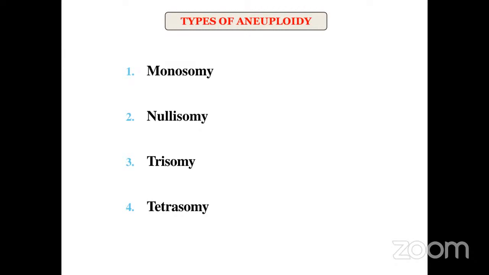Nullisomy, 2n minus 2, means two chromosomes are lacking. If it is 24 chromosomes in rice, then 2n minus 2, 24 minus 2, it is 22 chromosomes I can see there. Trisomy means one extra chromosome. If I expect 2n is equal to 24, and there are 25 chromosomes, meaning 2n plus 1, then that condition we call trisomy. Tetrasomy: if 2n is equal to 24 and I find two extra chromosomes there, then that condition is tetrasomy, that is 2n plus 2.